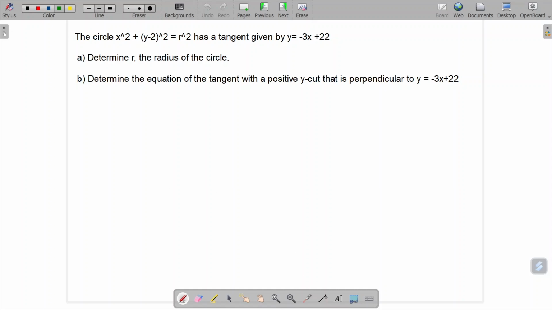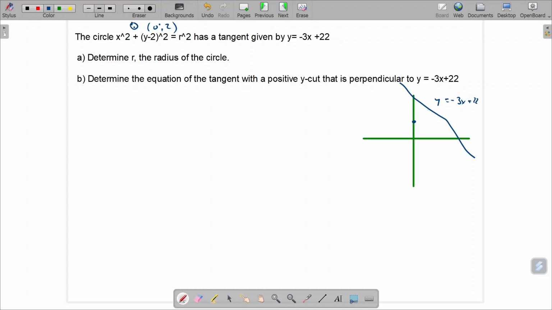Again, as I said to you, being a bit more advanced question, we probably want to draw a quick drawing. Let's have a look at this. So having a quick look, we know that the circle center is going to be at 0 and 2. So it's 0 across and 2 up. So the circle center is on the y-axis. This graph has got a tangent given by minus 3x plus 22, so it's a graph that sits there somewhere. Granted that my diagram is not drawn to scale.